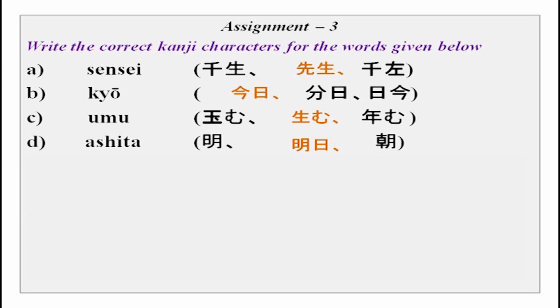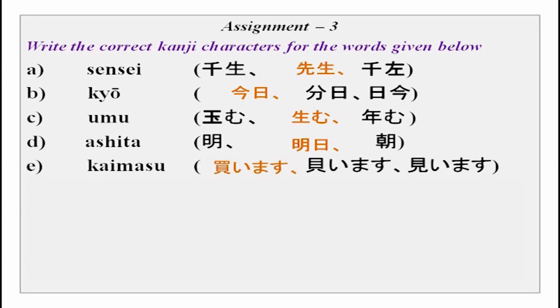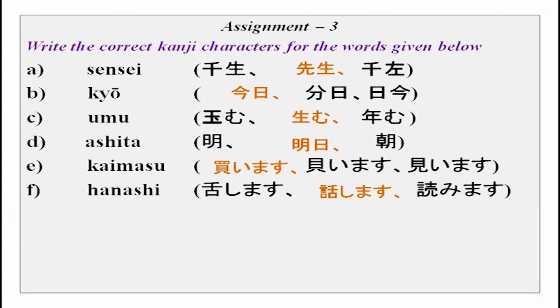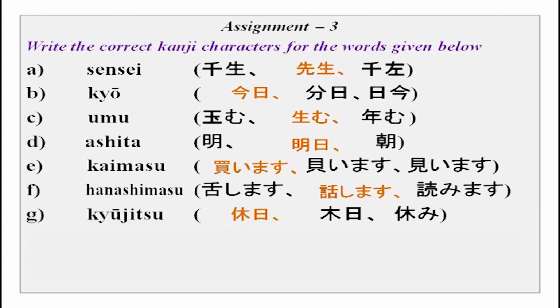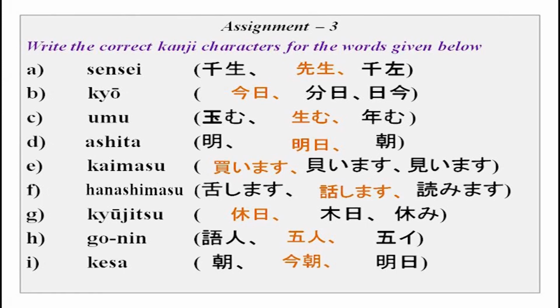Then ashita, kaimasu. Of course, these two are again different, though they look similar. Kaimasu. Then we have hanashimasu. Kyujitsu. Kyujitsu is a yasumi, day, a holiday. Gonin. This is also go, this is also go, and this is also go. Go, nin for person. Then kesa, today, morning.